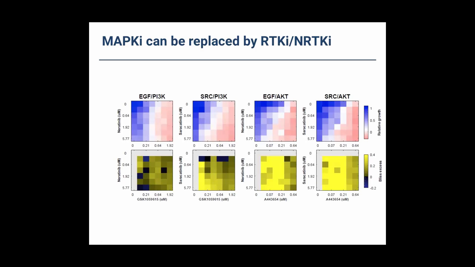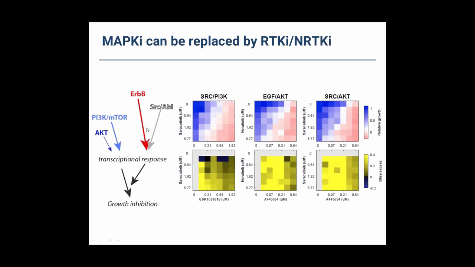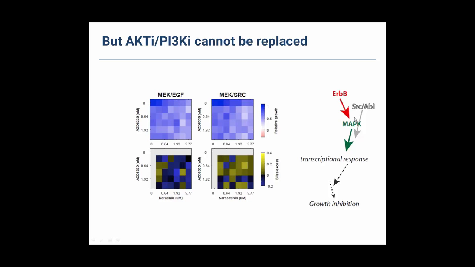And just as a control, so that's basically what it shows here. Now, the response of the MEK inhibitor can be substituted by the ERB or the SRC inhibitor. And as a control, if you try to inhibit both ERB and MEK or SRC and MEK, you don't get anything synergetic, as shown here.